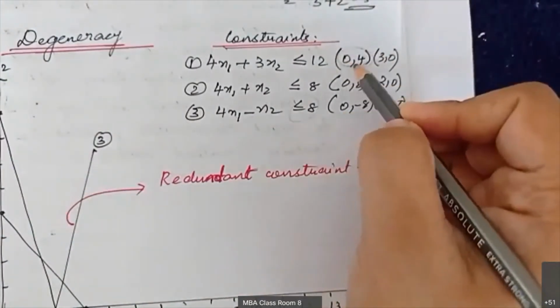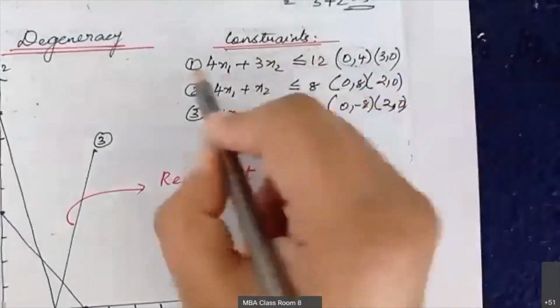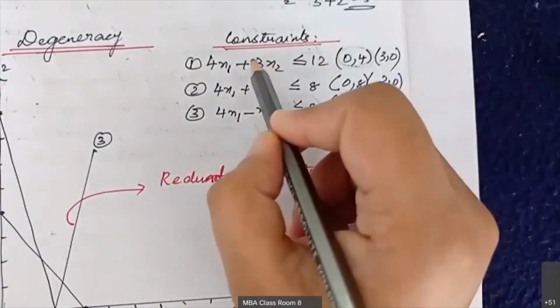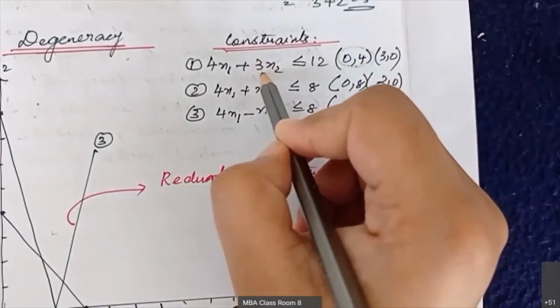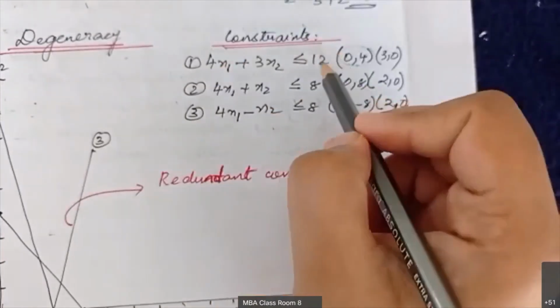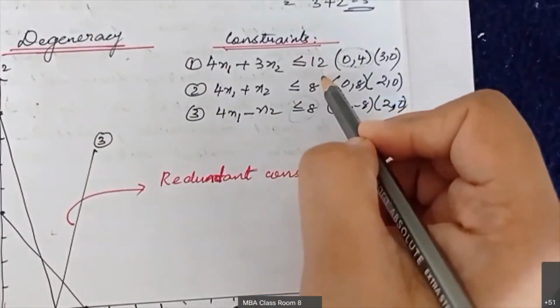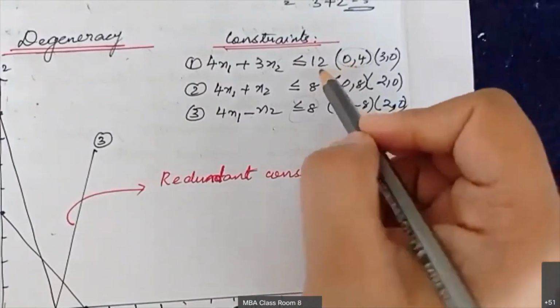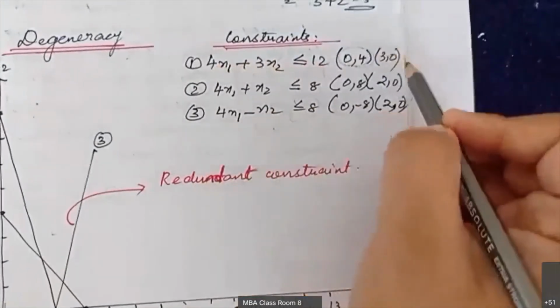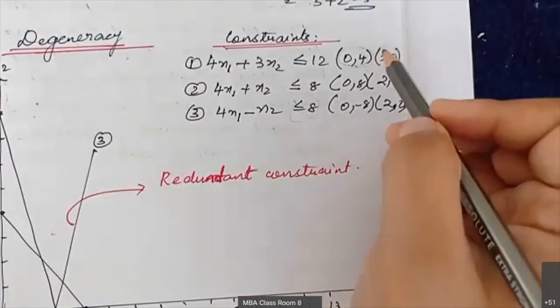Again, for getting the next value, put x2 is equal to 0 in this constraint. Okay, x2 is equal to 0, so you will not have this term. So x1 is equal to 12 divided by 4. 12 divided by 4 is 3. So x1 is 3 when x2 is 0. Okay, we have already shown you.